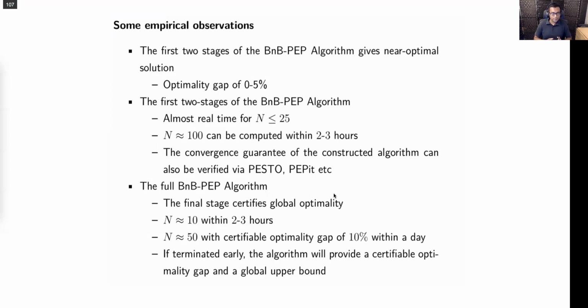Optimality gap often is actually 0 in many cases. In many cases where it's not, it is actually within 0 to 5%. Now, the first 2 stages of the BnB-PEP algorithm are very fast. They are almost real time for n less than or equal to 25. If we are interested in computing n up to 100, that can be done within 2-3 hours.